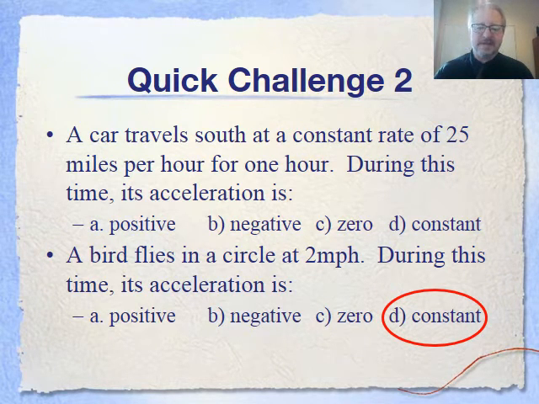So, oops, I guess I answered one for you. Quick challenge number 2 asks you to determine, if a car travels south at a constant rate of 25 miles per hour for 1 complete hour, what type of acceleration is it experiencing? Is it positive acceleration, negative acceleration, zero acceleration, or constant acceleration? So go ahead and pause the video, circle the one that you think is correct on your worksheet, and when you push play, we'll go over the answer.